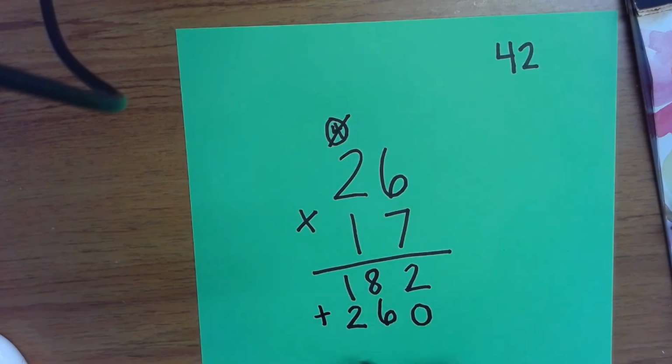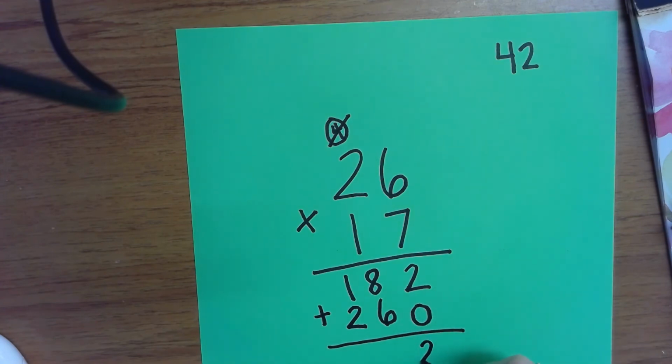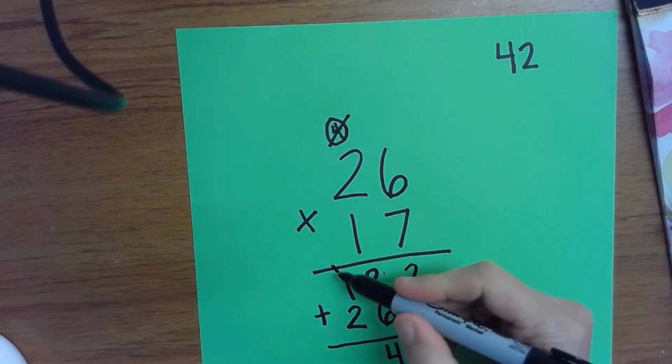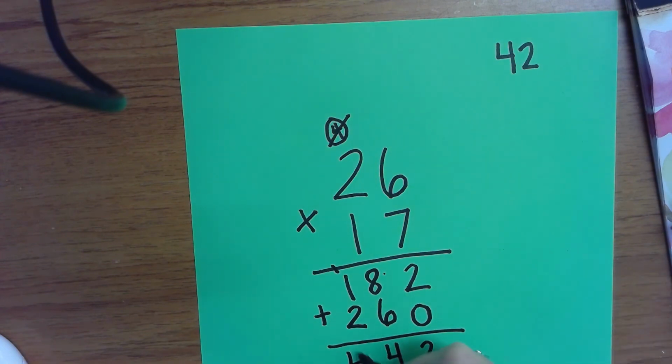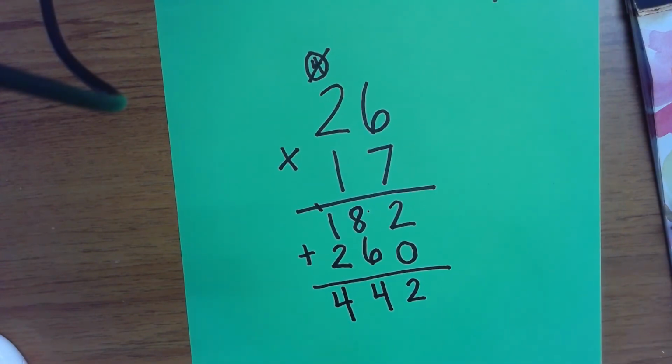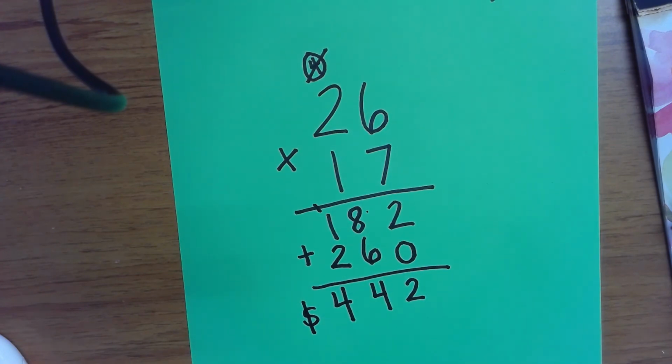Now, I need to add these. 2 plus 0 is 2. 8 plus 6 is 14, so we put our 4 down, carry our 1. 1 plus 2 is 3, and 3 plus 1 is 4. So we have figured out that the host of the party will spend $442 for food for that Christmas party.